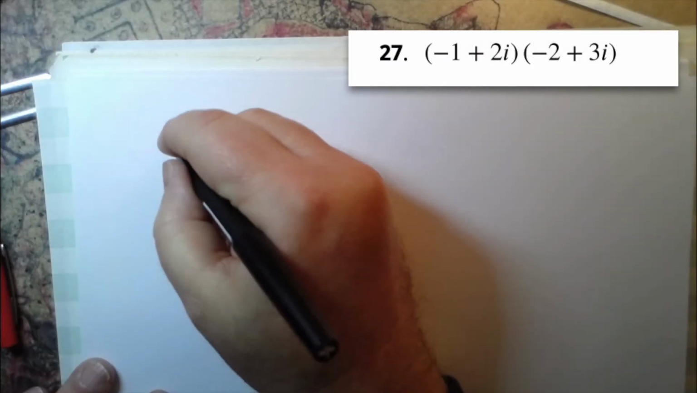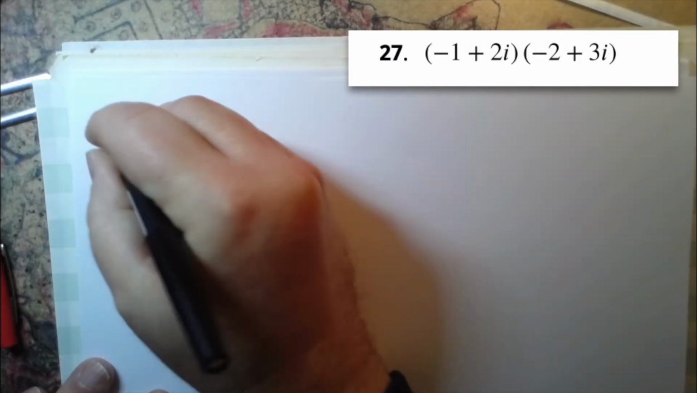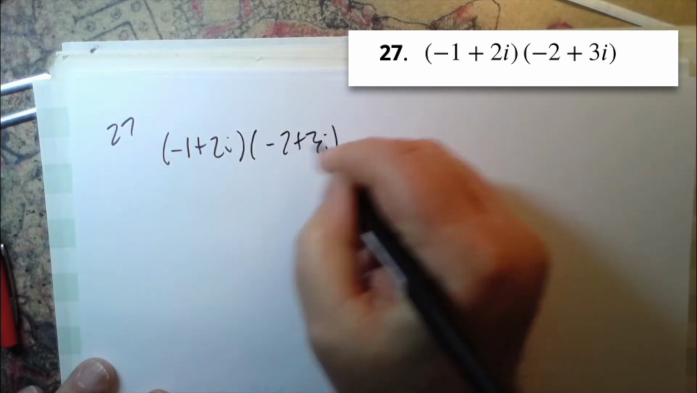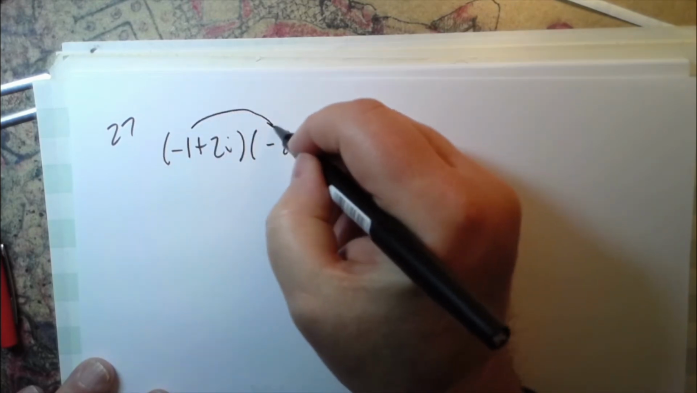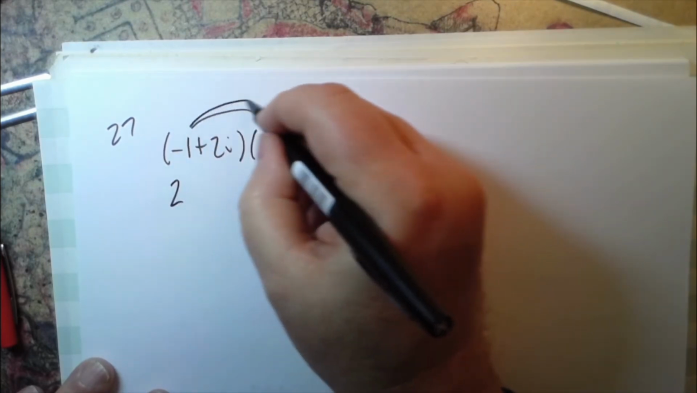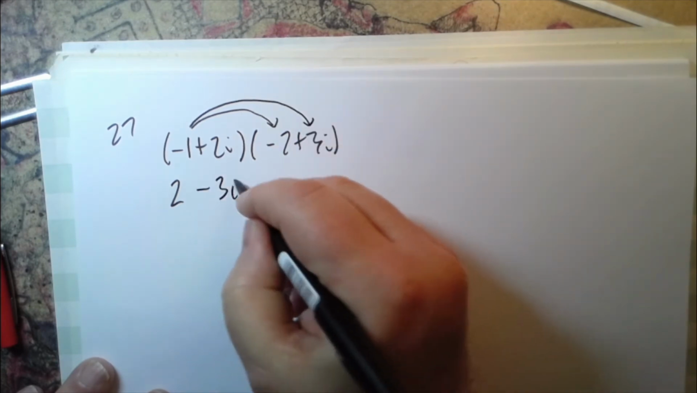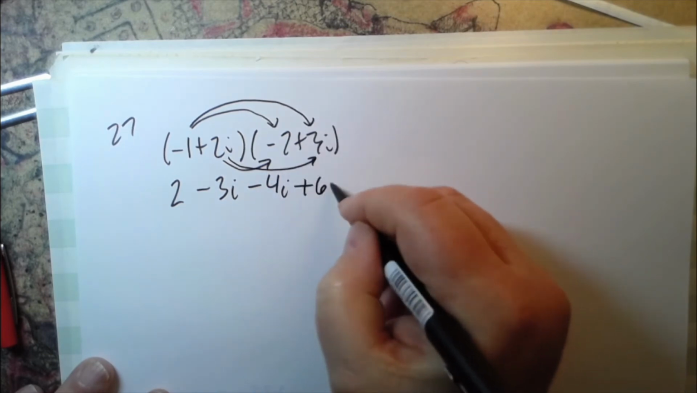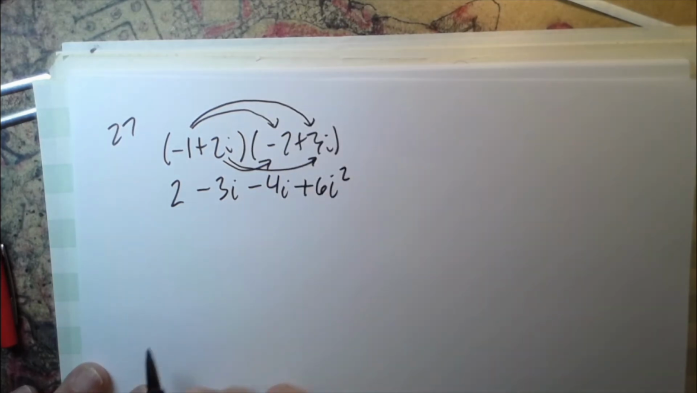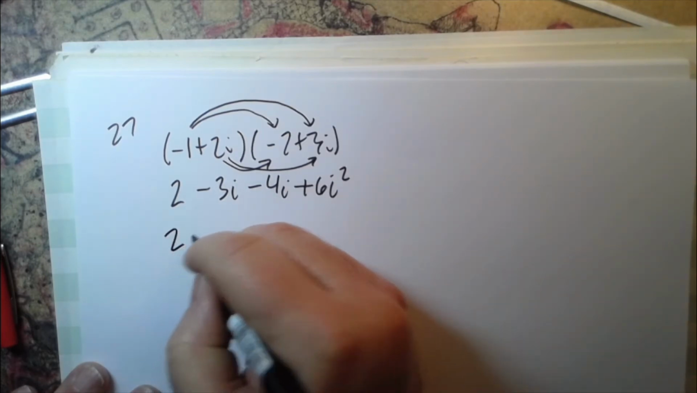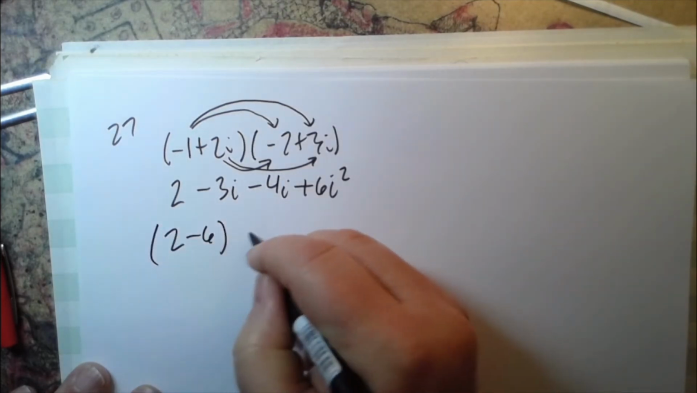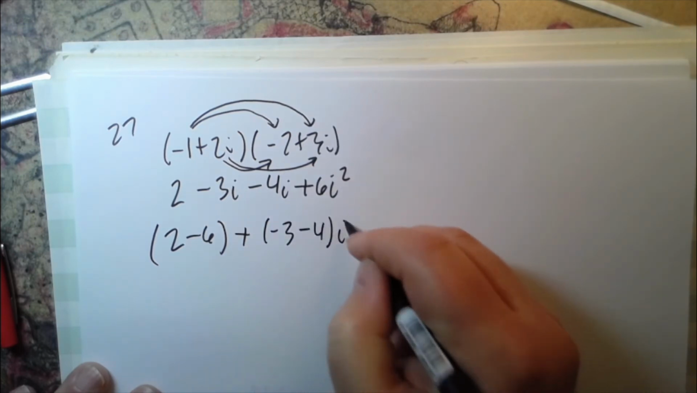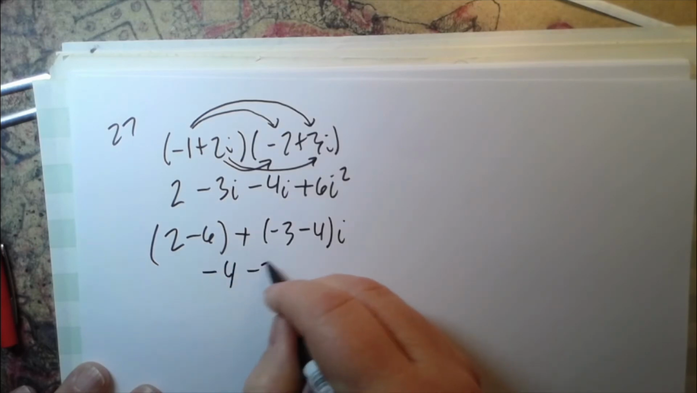All right, let's try this multiplication problem. This is 27. So again, you just have to do the FOIL. That's 2. Negative 1 times negative 2. This is negative 3i. That's negative 4i, and then if we multiply those two, that would be 6i squared. And so that's a negative 1, so this is really 2 minus 6, and then plus negative 3 minus 4i, so this would be negative 4 minus 7i.